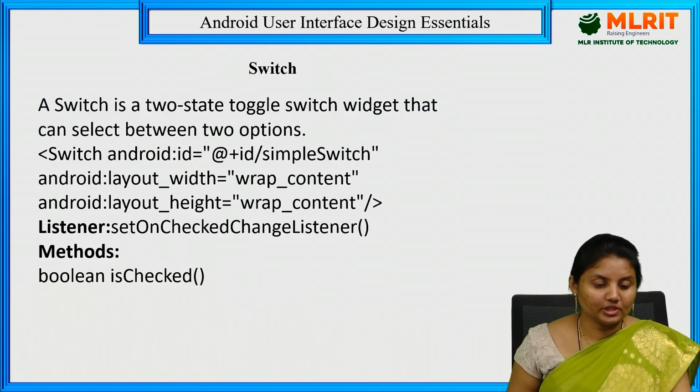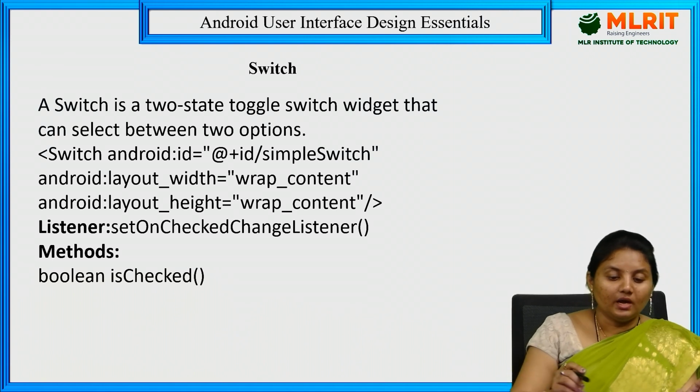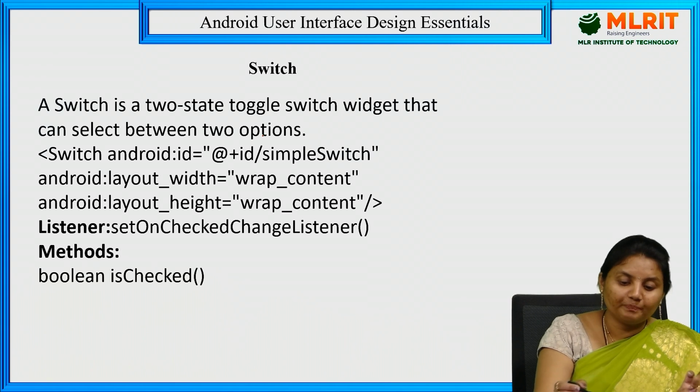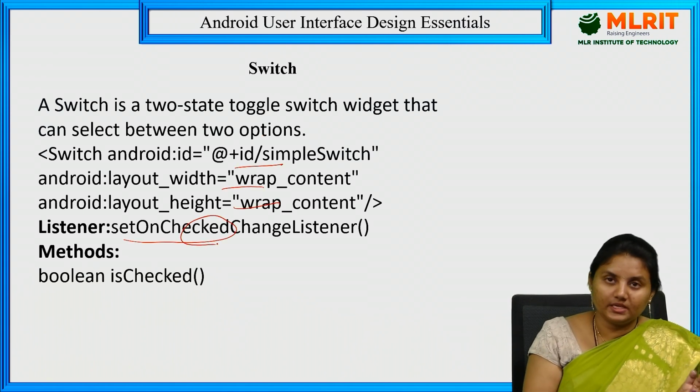Similarly, the switch is also a two-state button where it varies between two different states, a two-state toggle switch widget that can select between two options. So ID will give width, height, and onCheckedChangeListener, again the same isChecked.